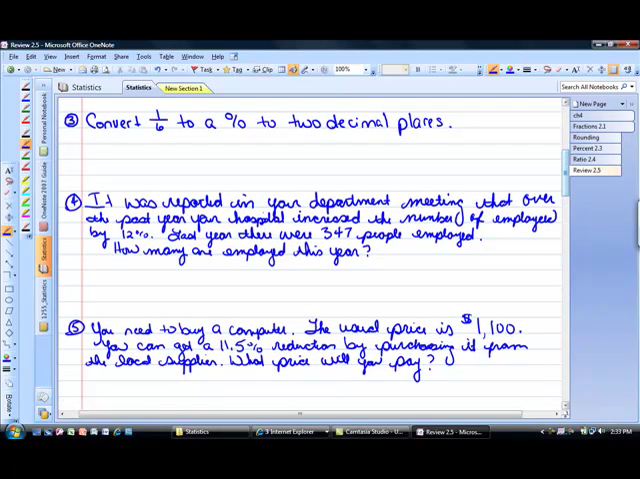Asking us to convert 1/6 to a percent to 2 decimal places. So we're going to divide 6 into 1, and that will give us 0.1667, and we're going to convert this into a percentage. So we're going to move our decimal place over twice, and that will be 16.67%.